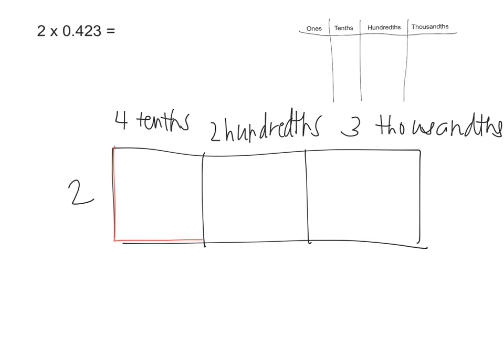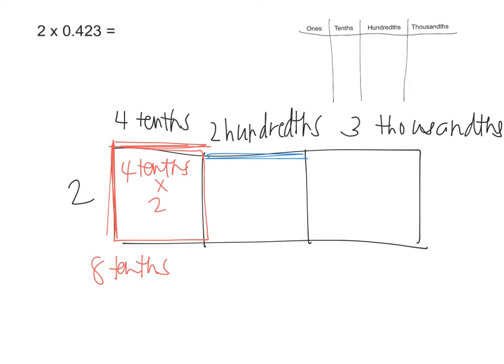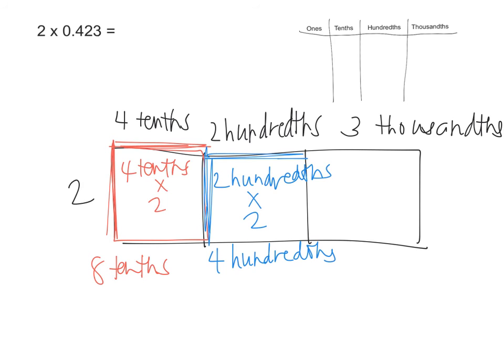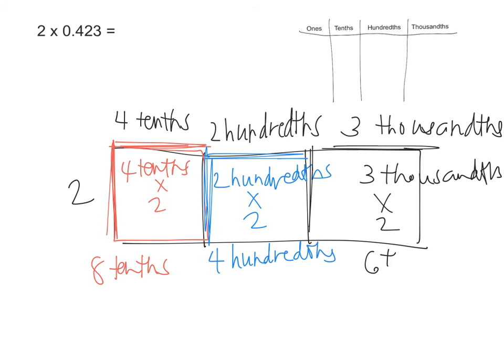So to find the area of this first section, I have to do the length times the width. That's 4/10 times 2, which is then 8/10. Okay, for the second section, my length is 2/100, and I'm also multiplying that by 2 to find the area. So 2/100 times 2 is 4/100. Finally, my third section, the length is 3 thousandths. And I need to multiply that by the width, which is 2. So 3 thousandths times 2 is 6 thousandths.